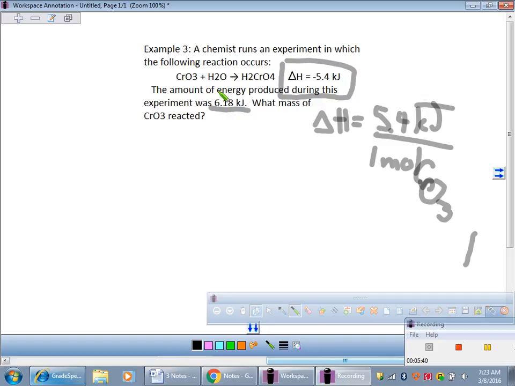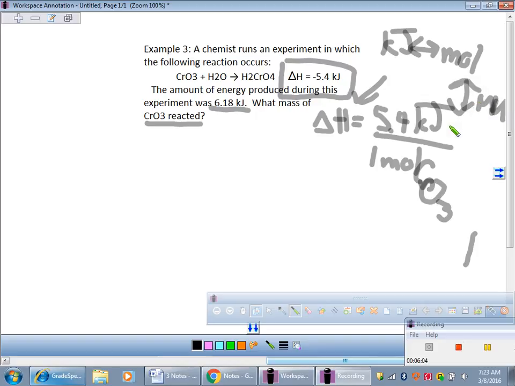Now remember, this is not our delta H. This is just how much energy was produced because it's just kilojoules. And we want to know our mass. Well, remember, delta H is going to convert between kilojoules and moles. And once we have moles, we know we can always use our molar mass to convert to grams. So we're going to start with our kilojoules produced. By the way, it's close to this 5.4, so it's going to be about 1 mole, a little more.